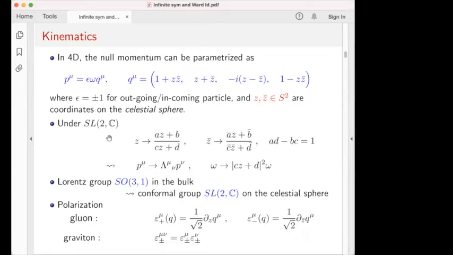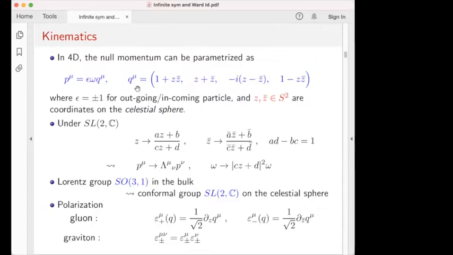If we perform an SL(2,C) transformation, namely if we transform z to (az+b)/(cz+d), and similarly for z bar, then you will find that this momentum P^mu will transform in this way, and also this omega. This is just the Lorentz transformation for the momentum. This is not surprising because we have the Lorentz group in 4-dimensional spacetime, which is SO(3,1). And this SO(3,1) is just SL(2,C), which is the conformal group on the celestial sphere.